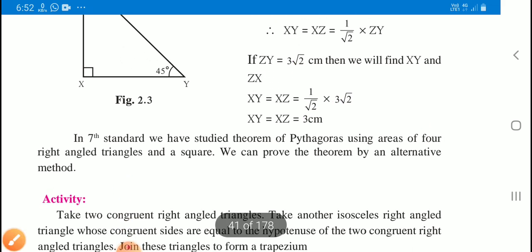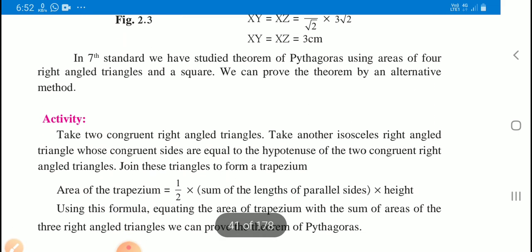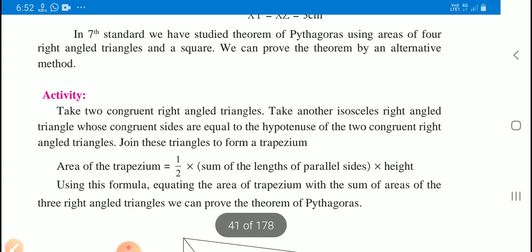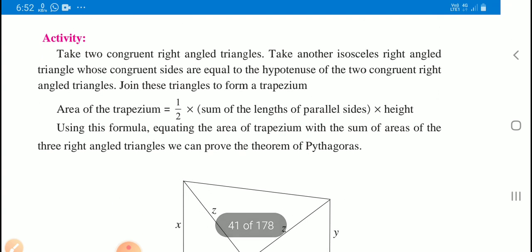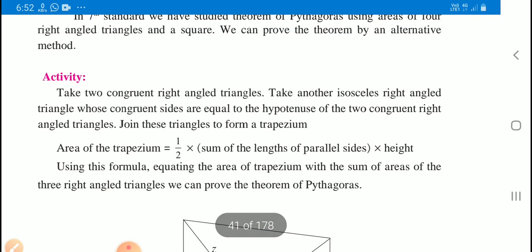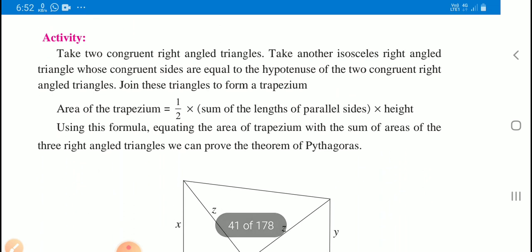Now here they have given: in 7th standard we have studied the theorem of Pythagoras using the areas of 4 right angle triangles and a square. We can prove the theorem by an alternative method. Now this activity you have to read properly and solve in your notebook. I will just read it. Take two congruent right angle triangles. Take another isosceles right angle triangle whose congruent sides are equal to the hypotenuse of the two congruent right angle triangles. Join these triangles to form a trapezium.